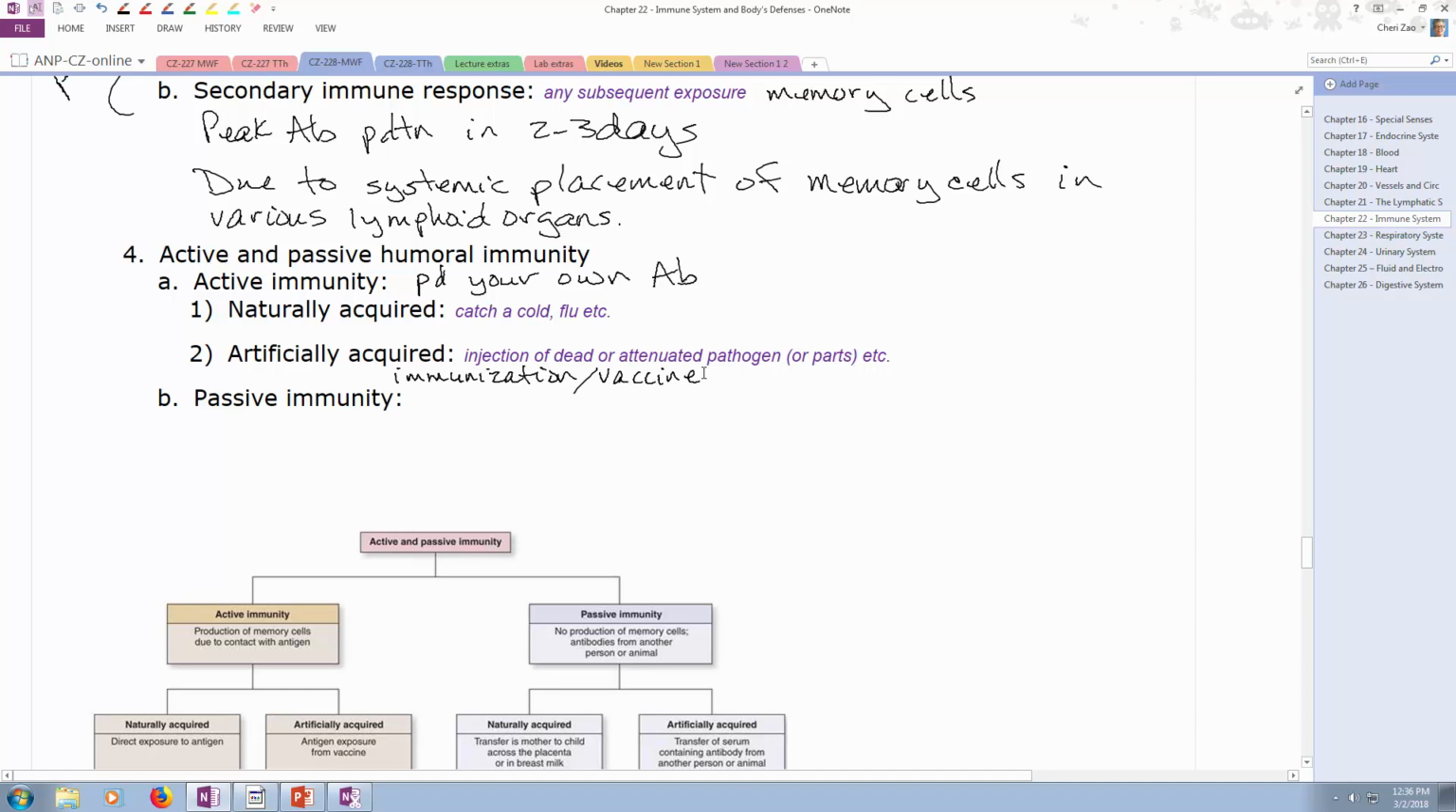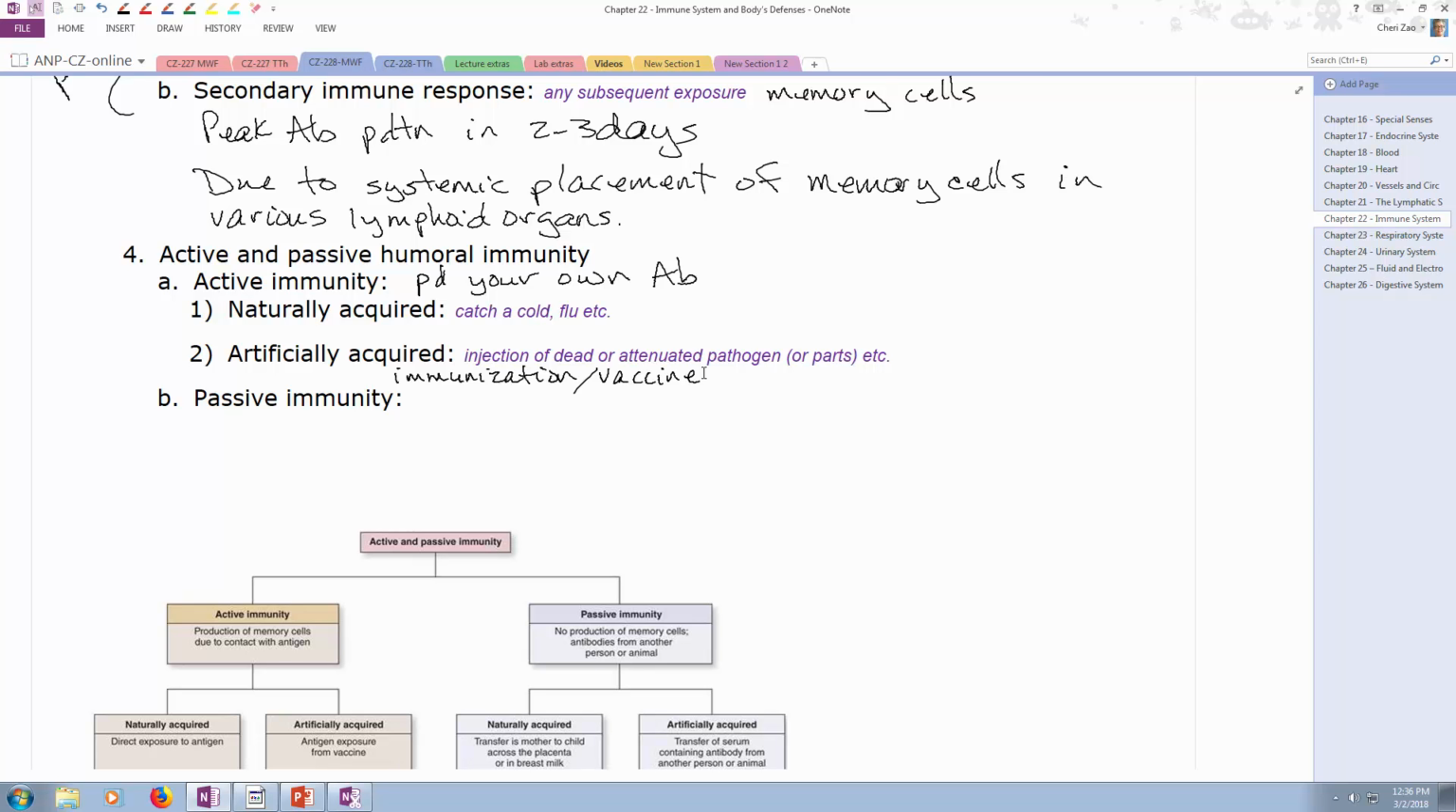Okay, so if active immunity means you produce your own antibody, what does passive immunity mean? It means you don't produce your own antibodies, but you have antibodies. So where do these antibodies come from? Outside sources.